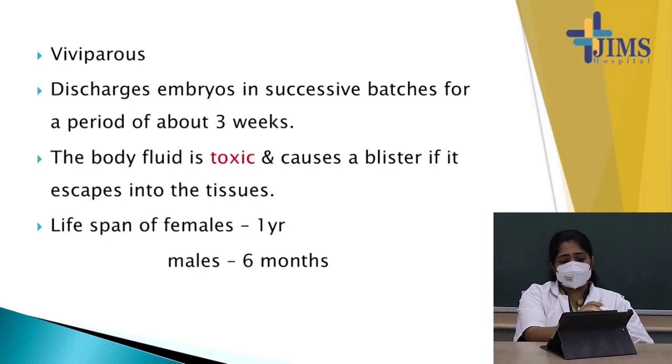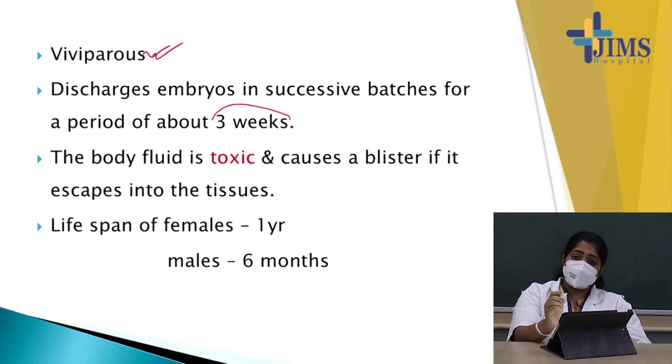They are viviparous. These parasites are viviparous, that is, they don't lay eggs, they give birth to larvae directly. They discharge the embryos in successive batches for a period of about 3 weeks, and their body fluid is very toxic and causes blister formation if it escapes in the tissues. The lifespan of the female worm is about 1 year and the male is 6 months.